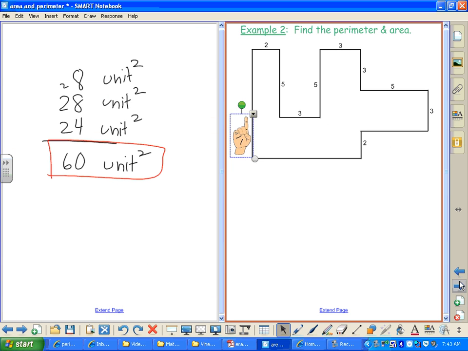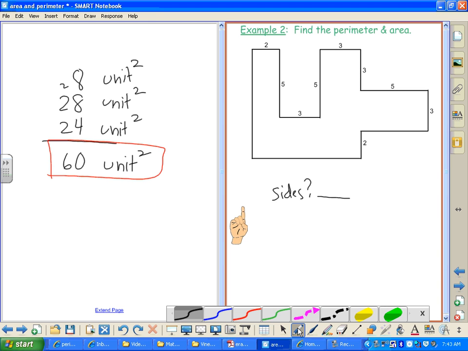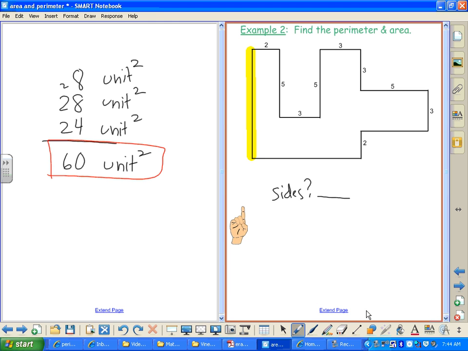Example number 2 is asking us to find, once again, the perimeter and the area. How do I go about doing this? I want you to count up the number of sides first. How many sides are there? Okay, pause the video and count it right now, and then come on back afterwards. Okay, what's the number of sides? Well, let's start from the furthest to the left side here. That's 1, 2, 3, 4, 5, 6, 7, 8, 9, 10, 11, 12. I counted 12 sides. Okay, there are a total of 12 sides.